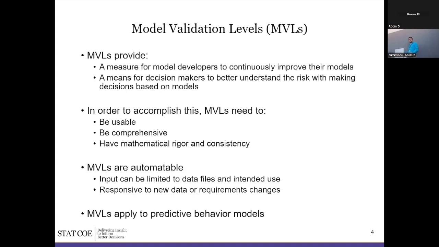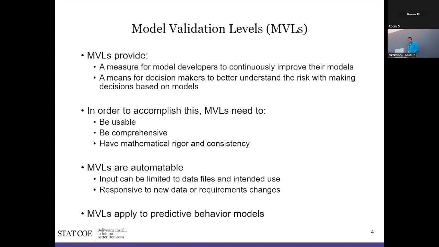Finally, as well as making improvements, it's a paradigm that helps decision makers understand the risks involved in the use of our models. This is more than just, again, a thumbs up or thumbs down, but understanding, if we're going to use this anyway, what risks we have in that decision to do so.